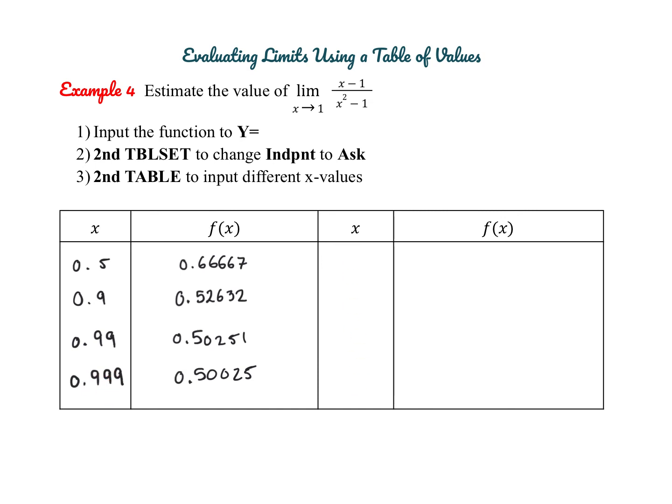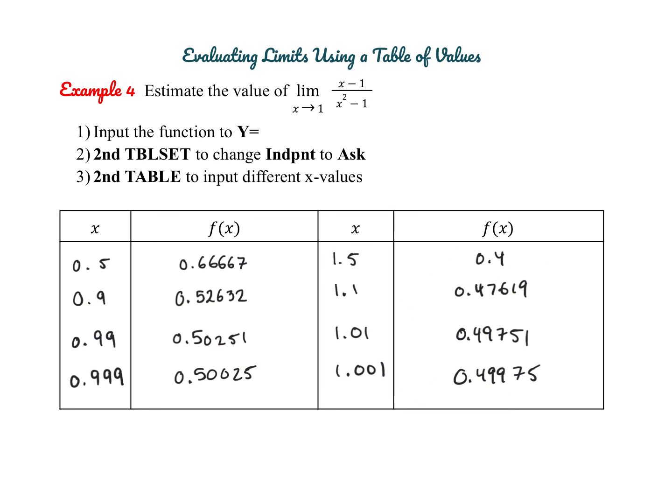So let's try a couple from the right. Maybe we'll work our way down. We'll say 1.5, 1.1, 1.01, 1.001. We could get even closer and closer if we wanted to, but go ahead and plug those in and see what you get. All right, and here are the values that I got from my graphing calculator again.